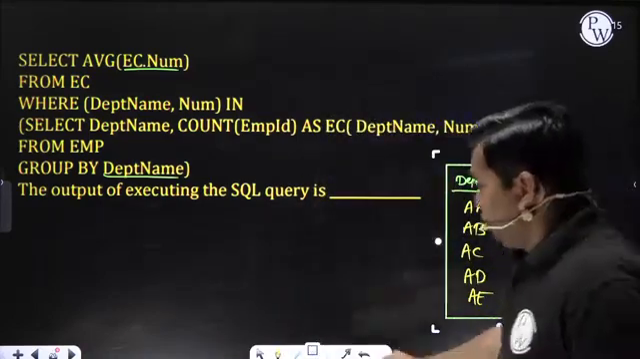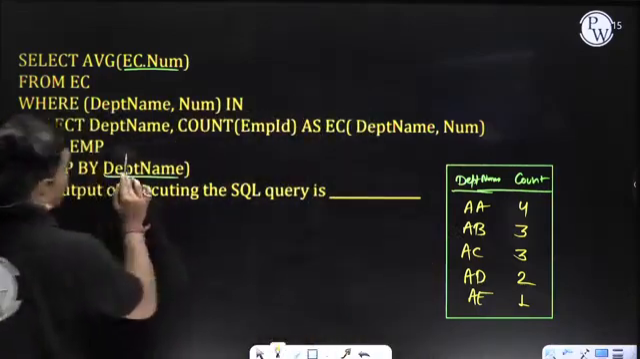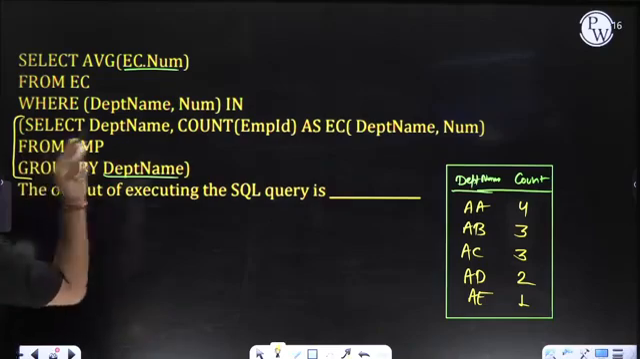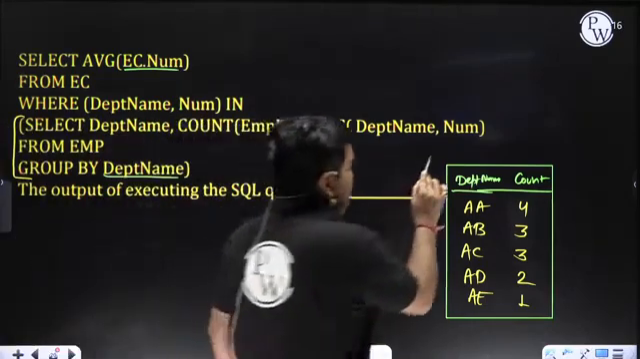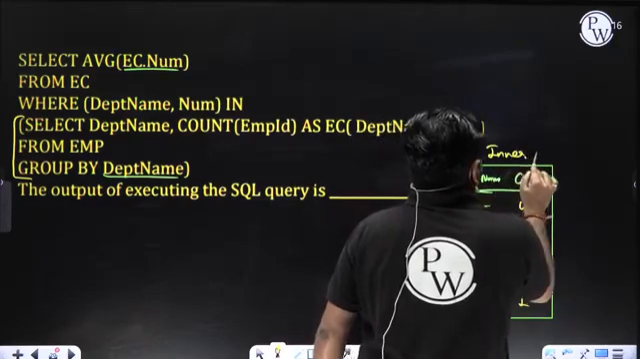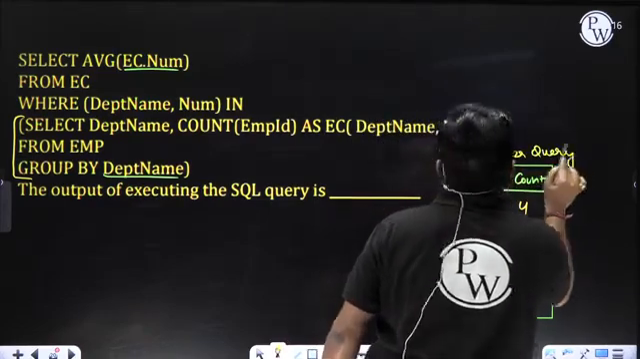This is the output of the inner query, you can say. Here you are getting department number and count. This is the output of the inner query. Hope you are getting it. Now what is the outer query asking?